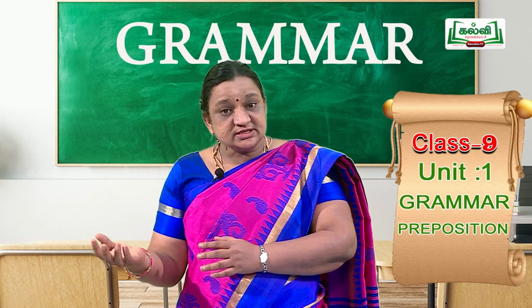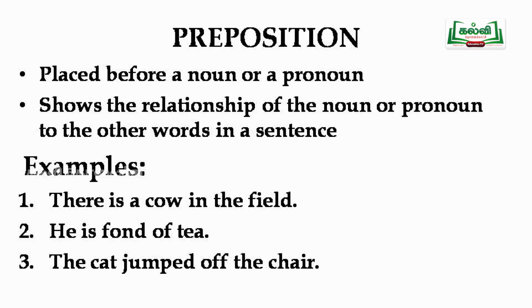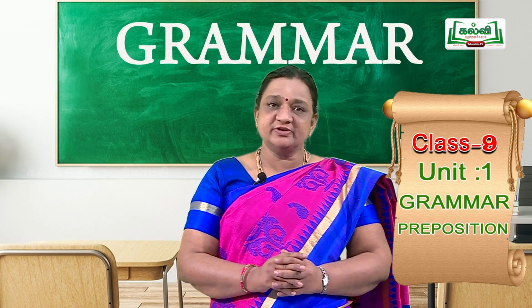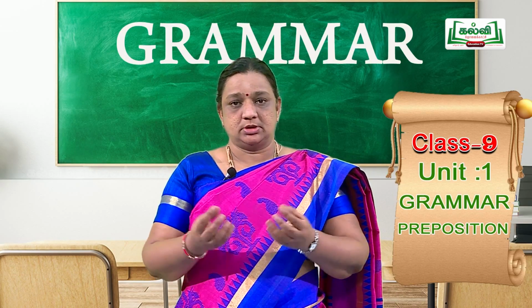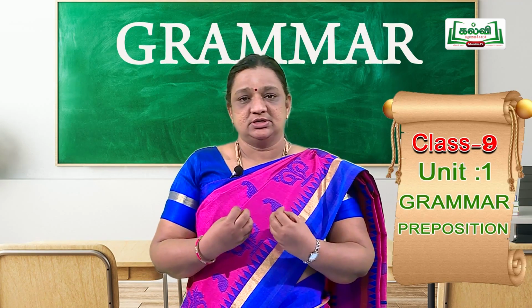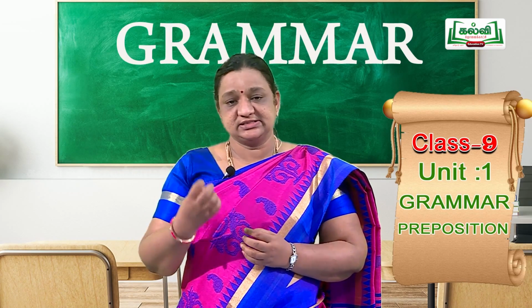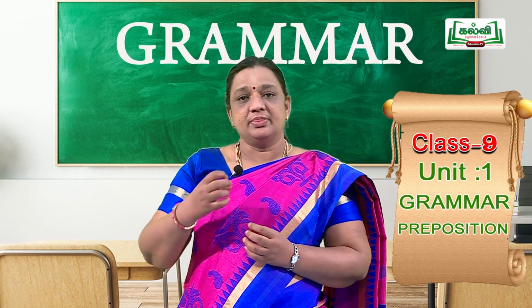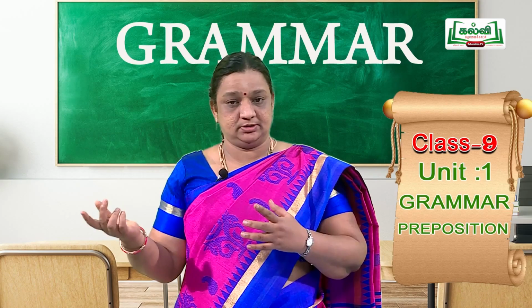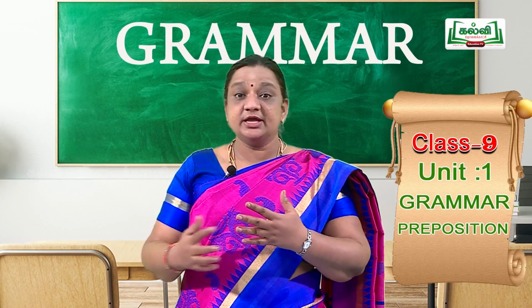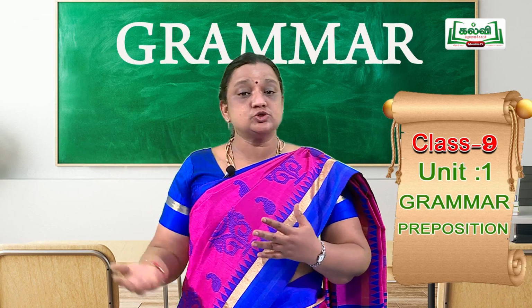And what is in the field? The cow is in the field. So, this link is given only by the preposition. In the second sentence, he is fond of tea. Of is the link between fond and tea. Fond means the urge to have, the liking. This adjective and the noun tea are linked. What is he fond of? He is fond of tea. If he likes tea, yes, he is fond. He doesn't just like it, he likes it so much.